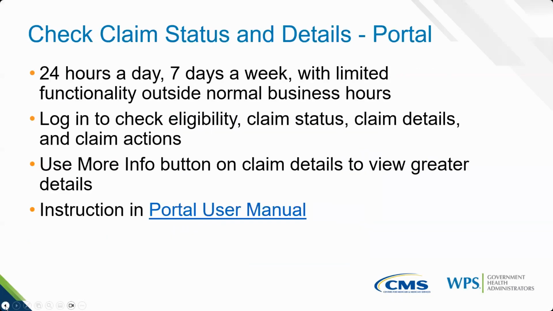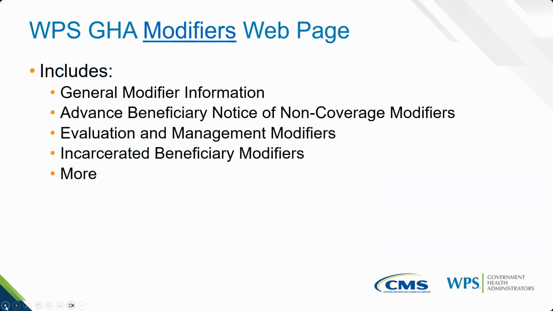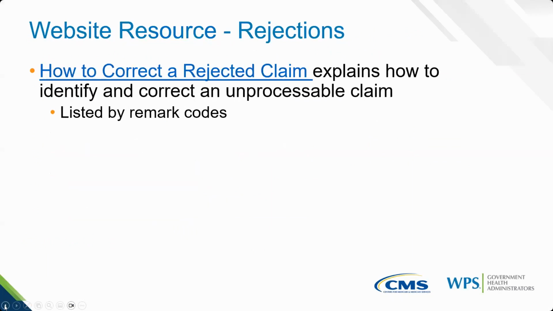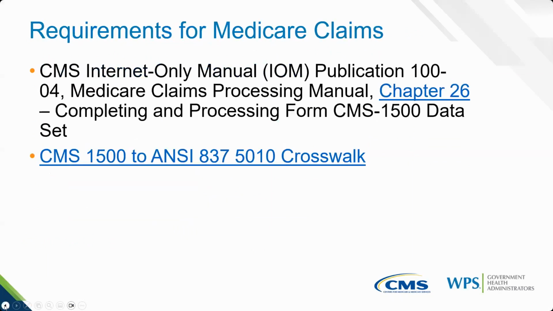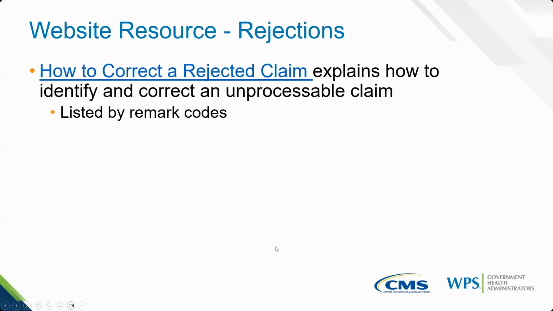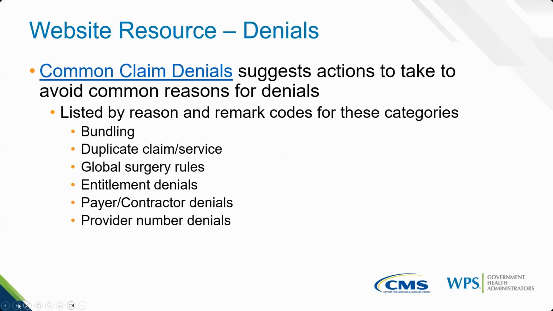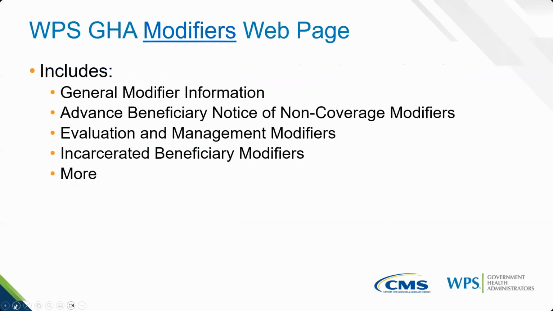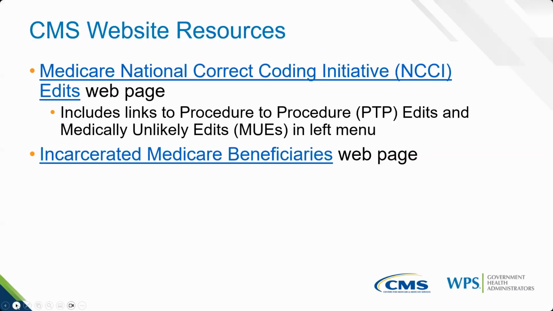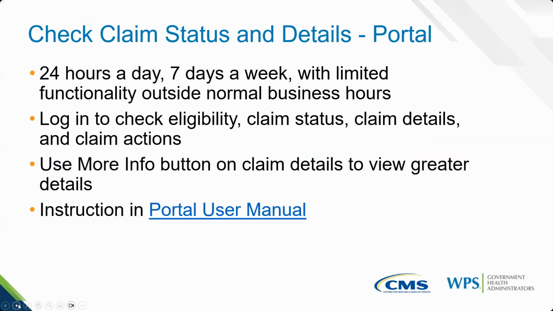Let me just step back here a couple of slides. I'm going to go quickly because we don't have a lot of time left. And I didn't find it quickly enough. Use the portal and use that more info button that's available for that claim line in order to view additional information about that particular denial. Maybe I'll find it here. That would be my recommendation. That's the best way.